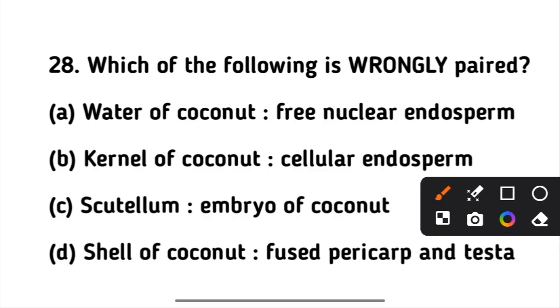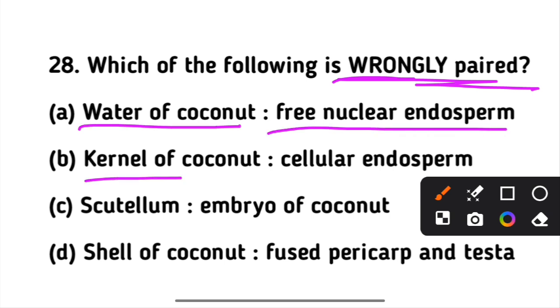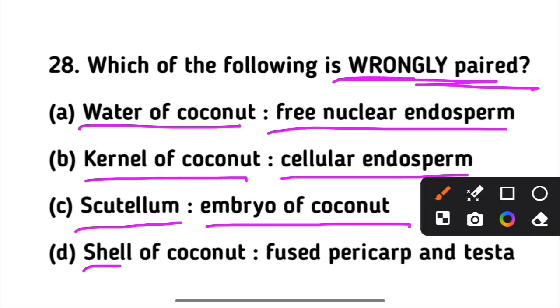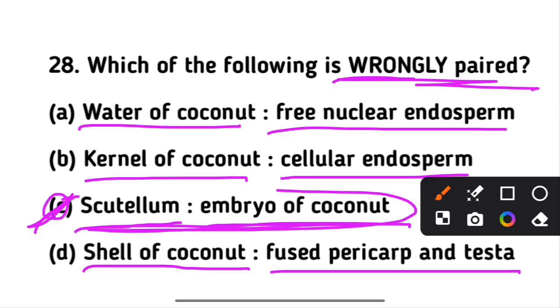Which of the following is wrongly paired? Water of coconut, free nuclear endosperm; kernel of coconut, cellular endosperm; scutellum, embryo of coconut; shell of coconut, fused pericarp and testa. Option C is correct. The correct option for question 28 is option C. This is the wrongly matched pair. A is correct, water of coconut, free nuclear endosperm. B, kernel of coconut, cellular endosperm. Option D, shell of coconut, fused pericarp and testa. Only option C is wrongly matched.